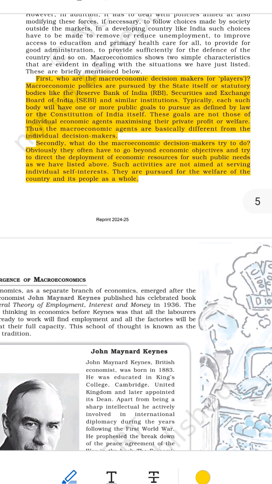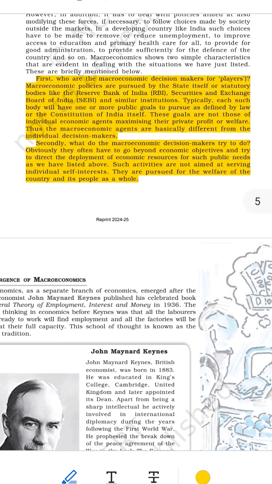4. Let's compare to normal people. Normal people, like you, me, shopkeepers, want to earn more money, want to spend less, want to buy things that help them. This is called self-interest. We do things for ourselves. But the macroeconomic players like government and RBI want to help the whole country, want to reduce unemployment, want to keep prices under control, want to make health and education better. This is called public interest. They work for the good of all people, not for themselves.